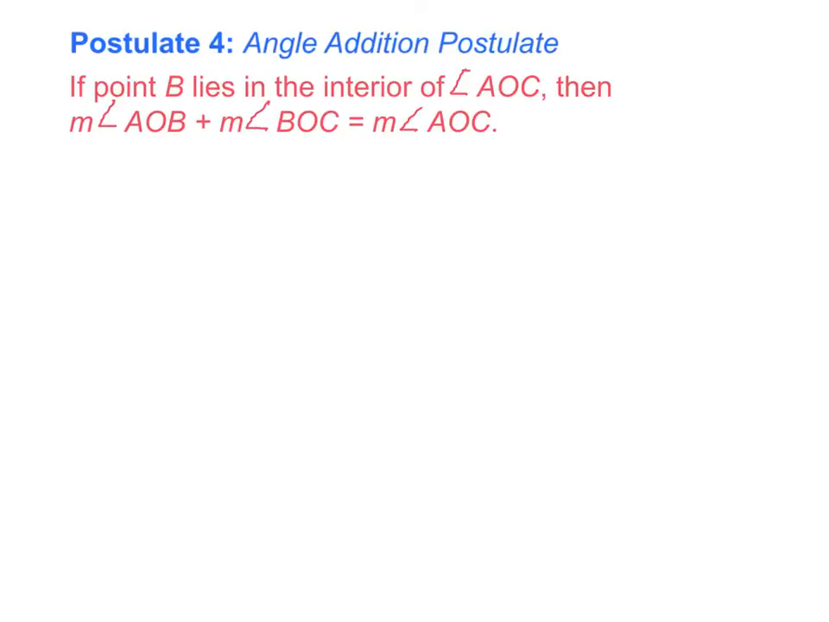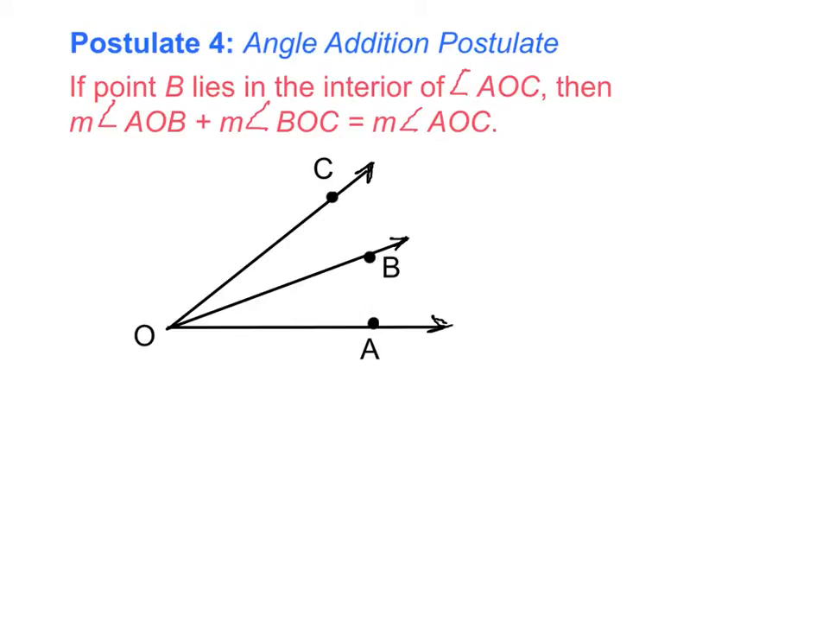Next, we have postulate 4, which is the angle addition postulate. This one's a little less wordy and easier to understand than the last. If point B lies in the interior of angle AOC, then the measure of angle AOB plus the measure of angle BOC is equal to the measure of angle AOC. And this can be seen clearly in the following diagram. So, with the diagram, you can clearly see that the measure of angle AOB plus the measure of angle BOC is equal to the measure of angle AOC.